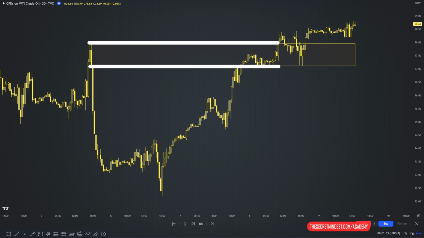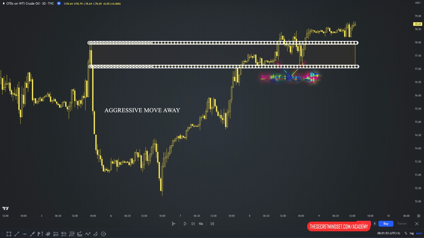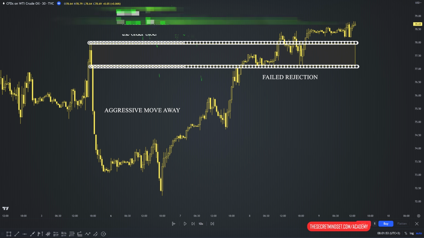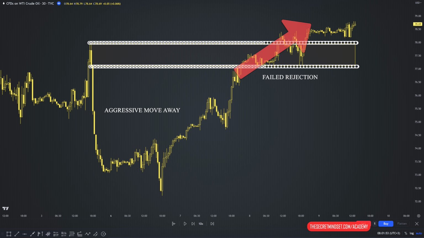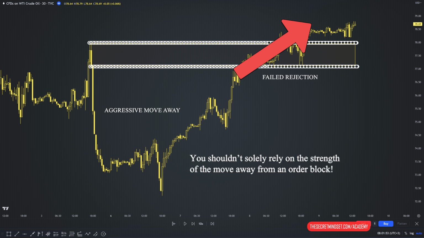This also happened to me, and I used to base my entries on this idea. But the truth is, the strength of the move away doesn't necessarily indicate how strong the order block is. Even though common teachings would consider this a strong area, as you can see, the market can easily break through without stopping. So it's important to understand that the strength of the move away from an order block doesn't guarantee a successful trade, and you shouldn't solely rely on it when making trading decisions.